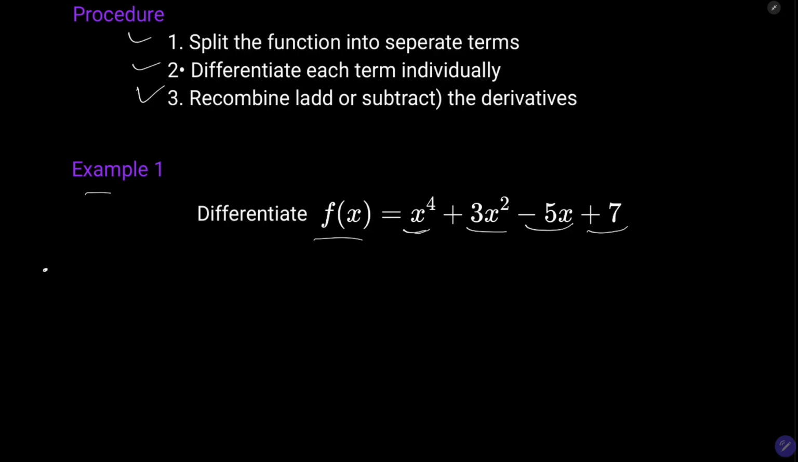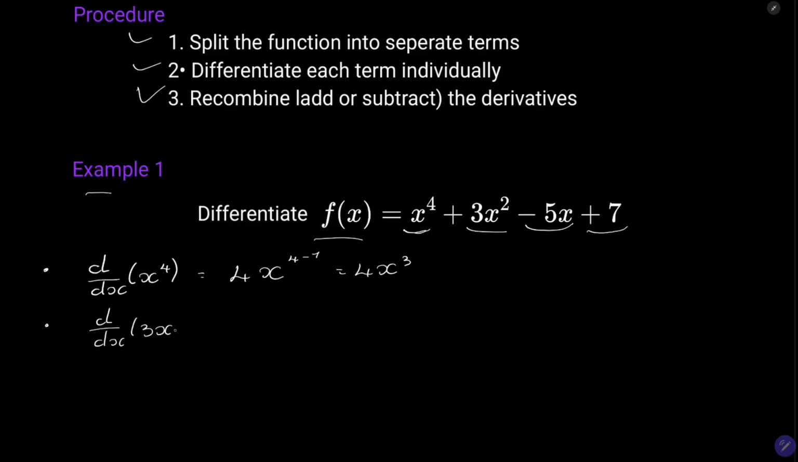Moving on to the second step, which tells us to differentiate each term individually. That is what we are going to tackle right now. Taking our first term, the derivative with respect to x of x to the power 4, using the power rule which we studied just above, is the same thing as 4x to the 4 minus 1, which is 4x cubed.